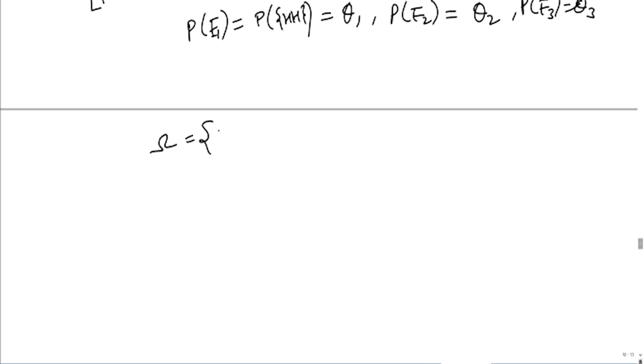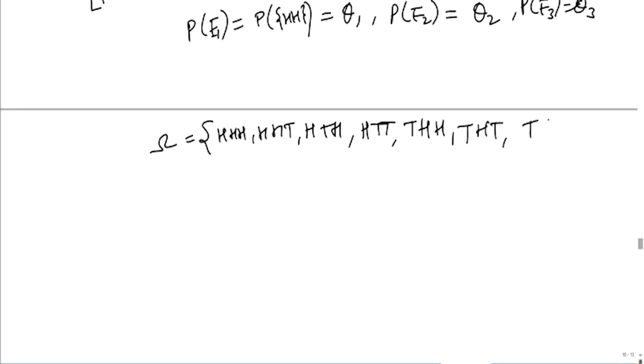Now your sample space would be HHH, HHT, HTH, HTT, THH, THT, TTH, TTT. Should be 8. Now 8 possible outcomes. You are tossing the same coin 3 times. So that's your sample space now.